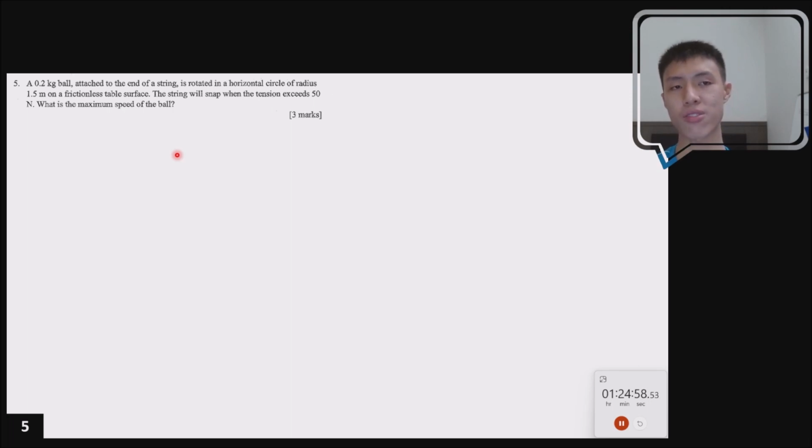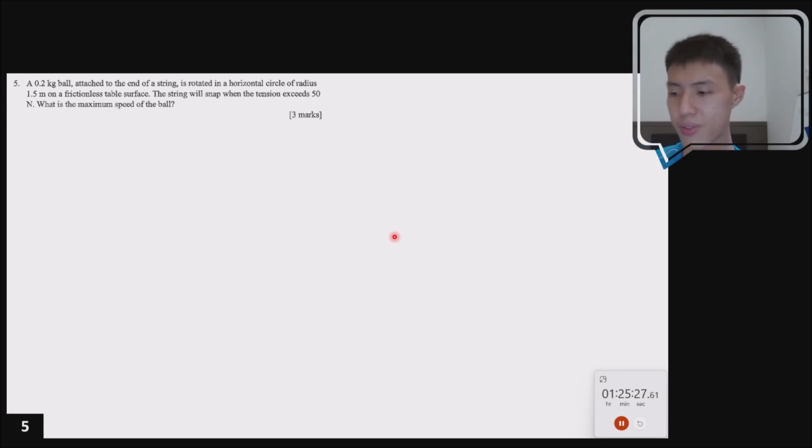A ball is attached to the end of a string and is rotated in a horizontal circle of radius 1.5 meter on a frictionless table surface. You have a 0.2 kg ball attached to one end of a string, while the other end of the string is held at a hole. Then you go through a horizontal circular motion.